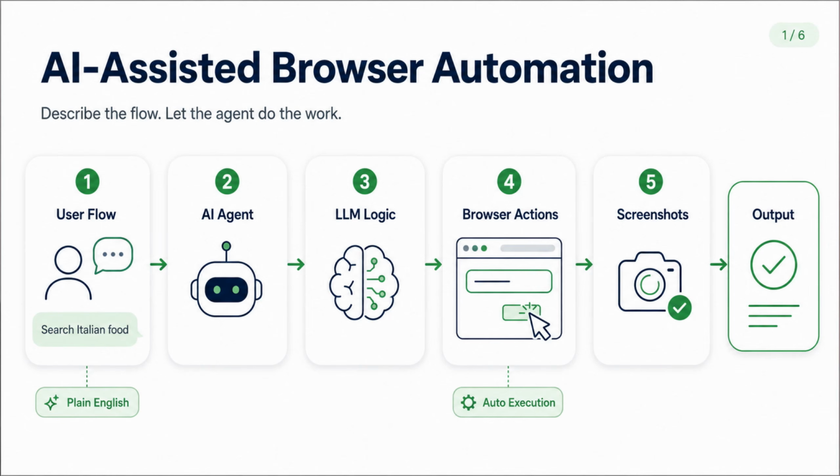Hello everyone. What if you can test a website just by explaining the user flow in natural language? Imagine you tell your AI agents what you want to achieve. You explain the flow in normal English and then the AI agent understands the requirement. After that, it uses the LLM, creates the automation logic, performs the browser actions and even captures the screenshot automatically.